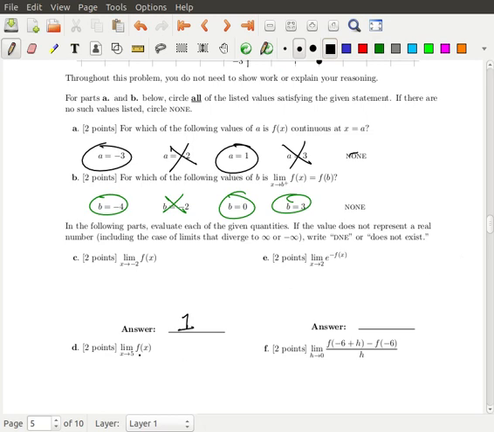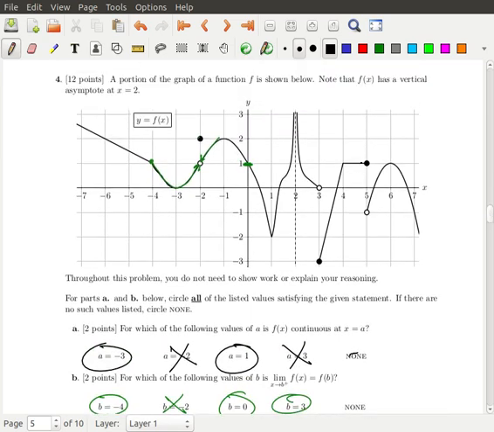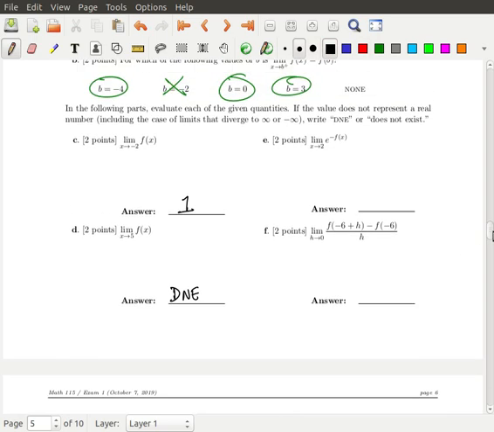Part D, the limit of f of x as x approaches 5. From the left, the limit is 1. From the right, the limit is negative 1. 1 does not equal negative 1, and therefore this limit does not exist. So if the left and right limits disagree, the limit does not exist.